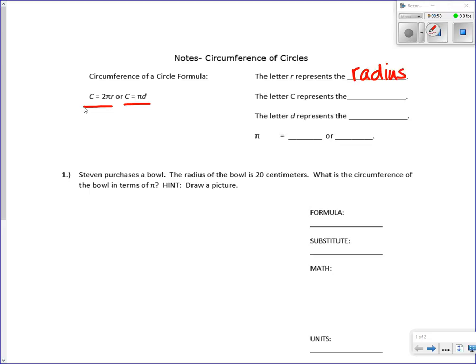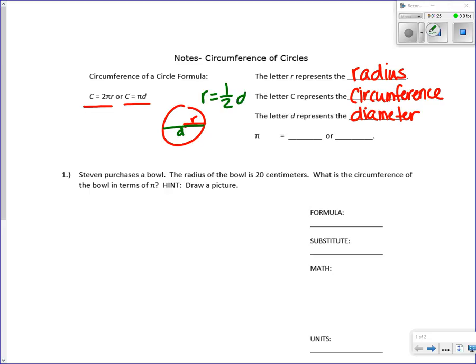And remember, radius is going to be half of a circle. That is going to be your R. The C stands for circumference. Circumference is the distance around the circle. The D represents diameter. The diameter of a circle goes all the way across the circle. So the radius is actually half of the diameter. So radius equals half the diameter, or diameter divided by 2.